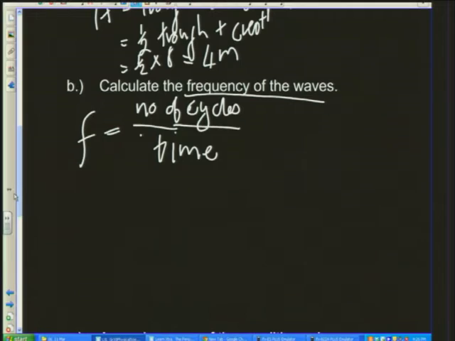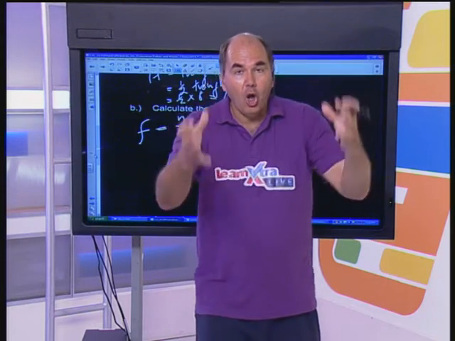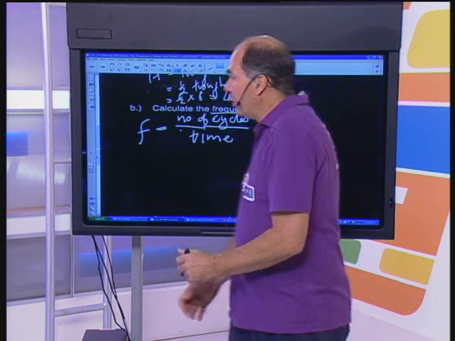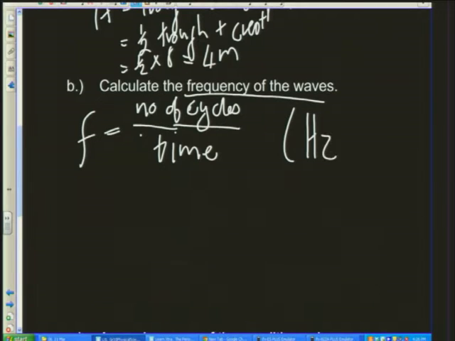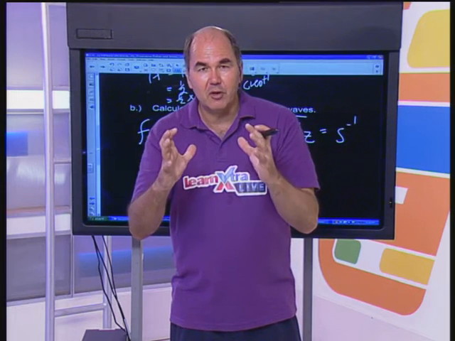So it's a divide by time. How many whole waves are there per second? The unit for frequency in SI units is hertz, but it actually means the same as per second, which I can write as second to the minus 1. So please be aware of that and make sure that you've got it right.